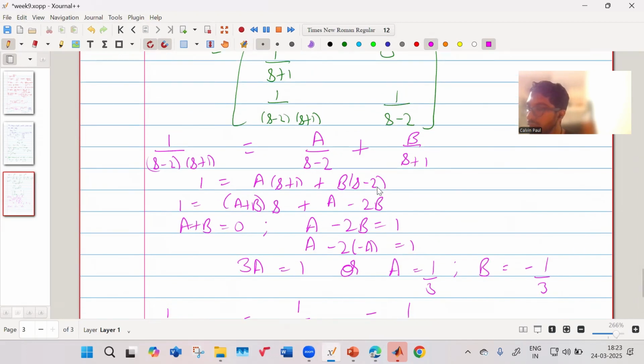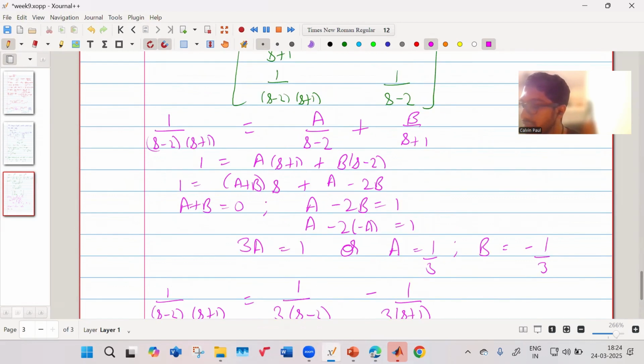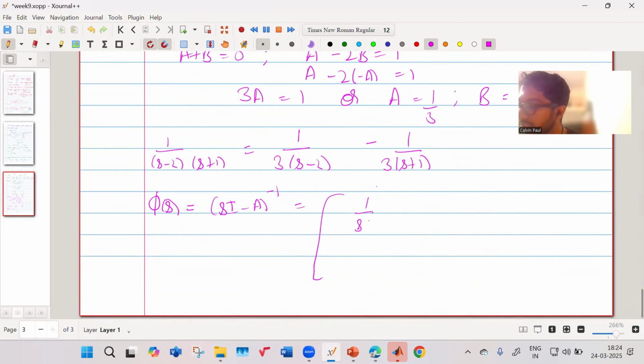So now we'll substitute here. My phi of s, which is actually my (sI minus A) inverse, is actually equal to 1 upon s plus 1.